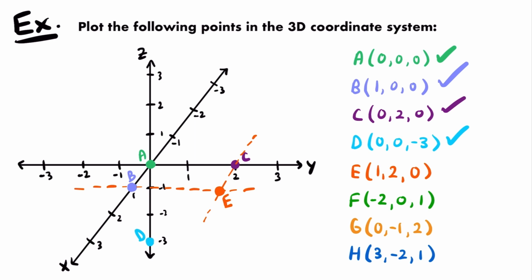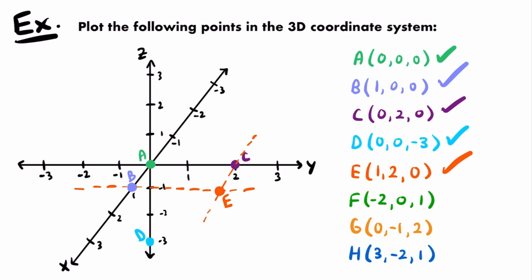Okay, let's move on to point F. Point F is at the point negative 2, 0, 1. So we don't move anywhere in the y direction, but we do have an x and z coordinate to account for. And so we're going to be in the xz plane. So if we start at the origin, we're moving negative 2 in the x direction, and then positive 1 in the z direction. All right, so once again, we're going to need to draw some lines here.